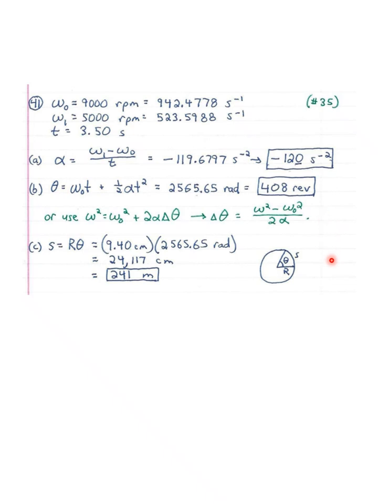Question C is asking about a distance that a point on the edge travels. And let's look at this picture here. If we have an angle and the radius of the circle, we're looking at the arc length, which is S. And S equals r theta. As long as theta is in radians, this equation works. S equals r theta. So 9.4 centimeters times 2565.65 radians, which is what we got in Part B, and we get 24,117 centimeters. Such a large number. Let's scale it down a bit, so 241 meters.